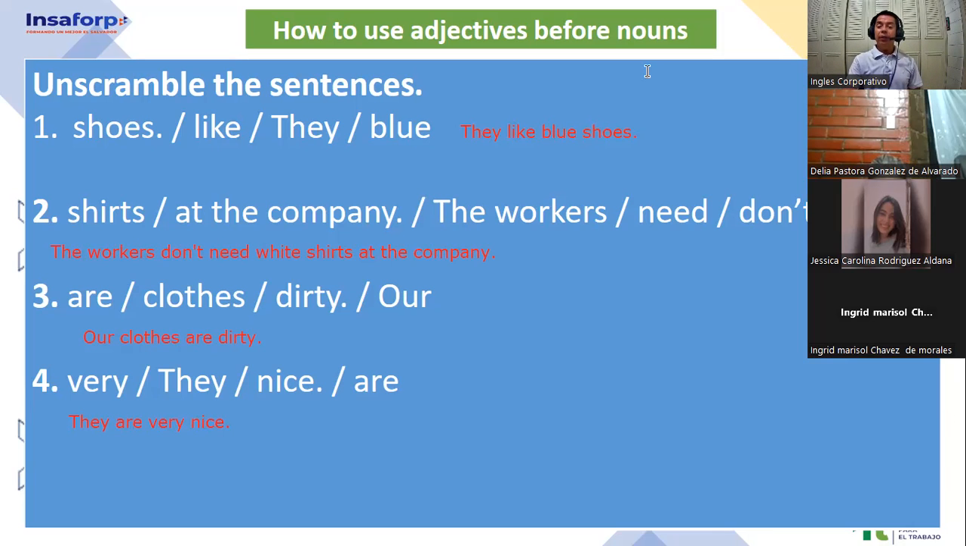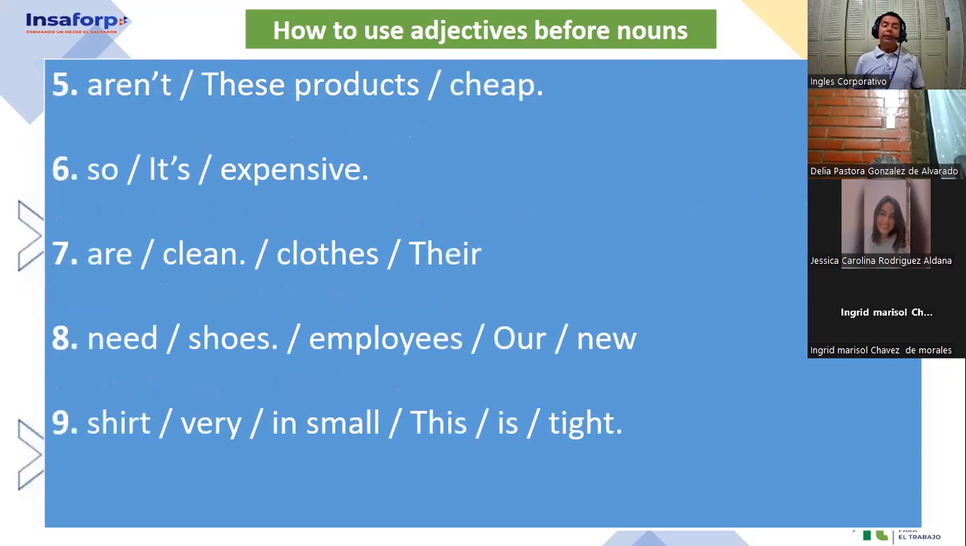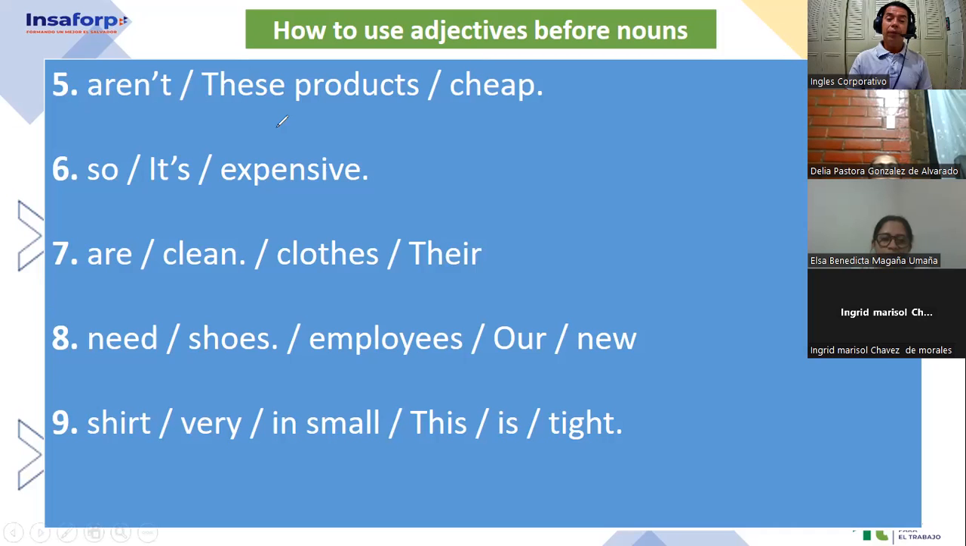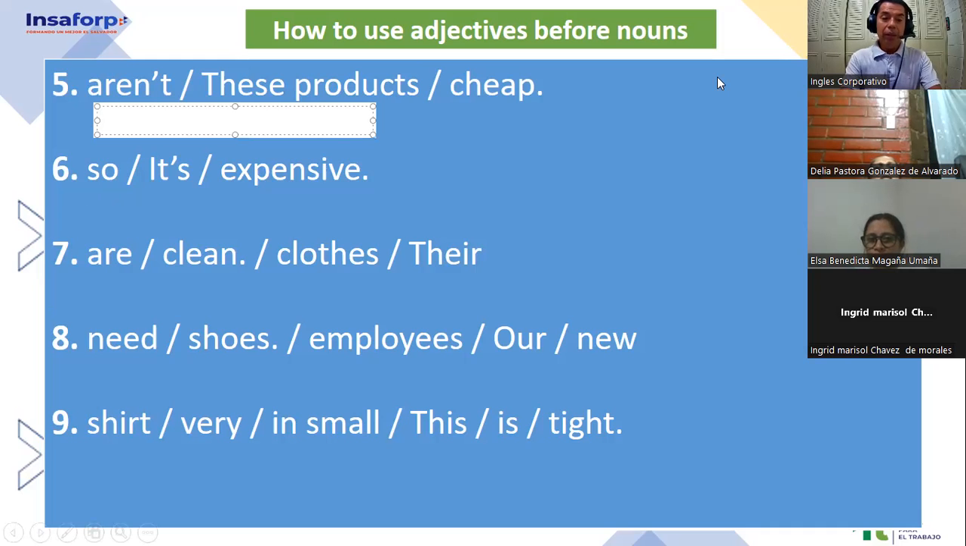Now let's continue, class. Okay, sentences number 5, 6, 7, 8, and 9, right? Volunteers for number 5, please. Me, teacher. Okay, thank you, Elsa. These products aren't cheap. Okay, these products aren't cheap. Thank you very much. Number 6, please.